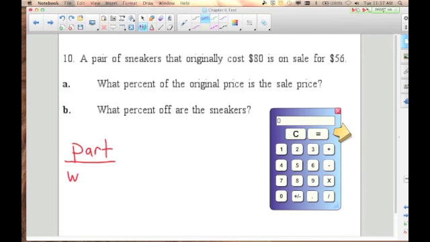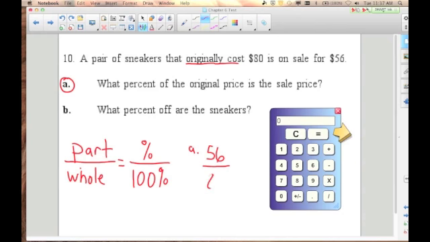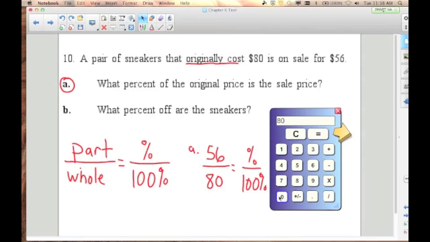For this number, for part A and for part B, they give you the part and they give you the whole. So for these, I need to take the part over the whole and change it into a percentage. In order to do that, you take the top number, you divide it by the bottom number, and then you multiply it by 100. And then that's going to give me 70%.